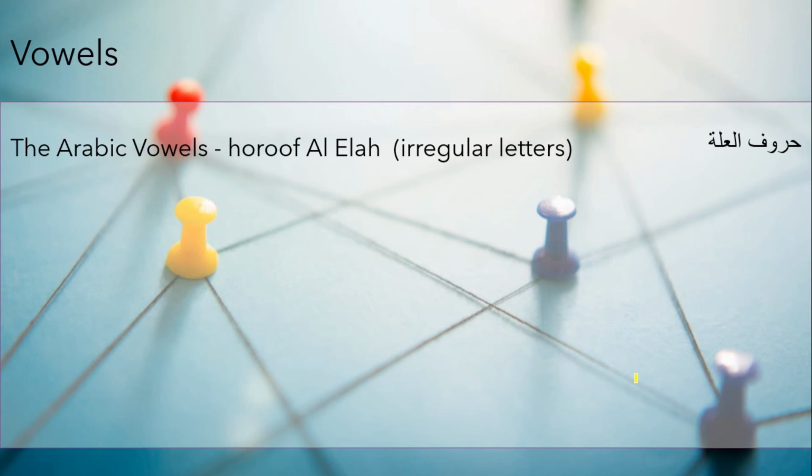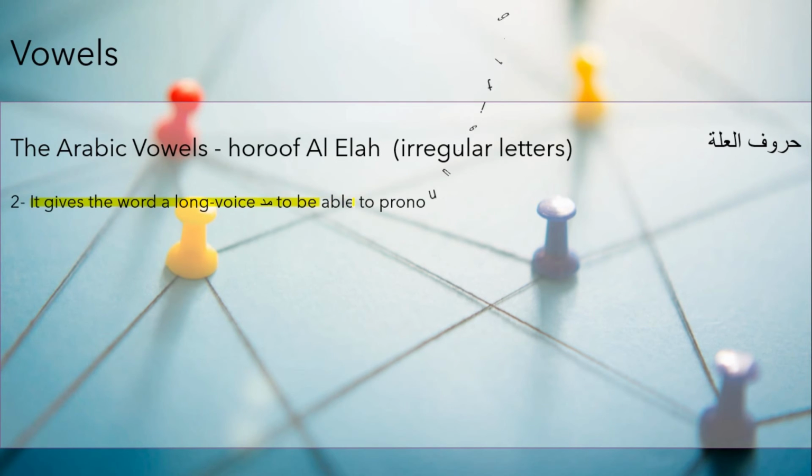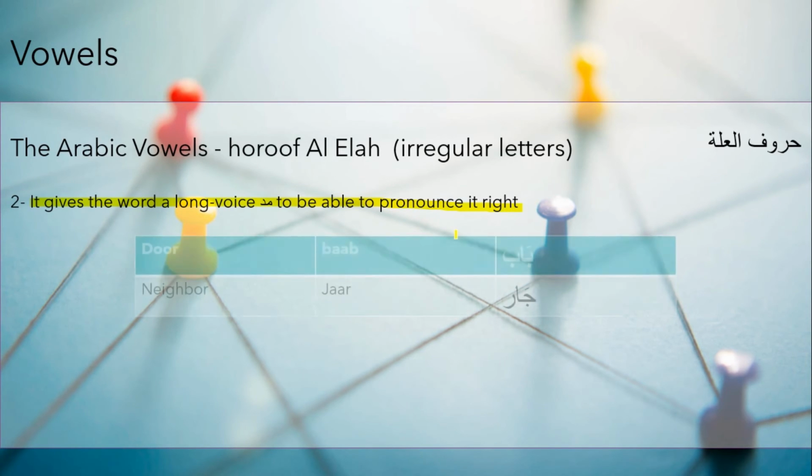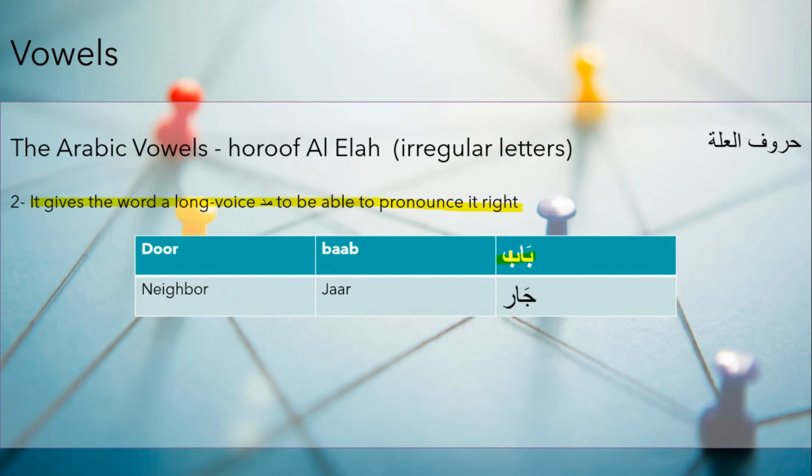The other fact that we would talk about today is the long voice, which is the mad. As you can see here, all of these points are really connected to each other. Like when we're trying to say the word bab, which is door, we are writing double A here. We can't say bab with one A. We cannot say that because ba has the fatha and alif expresses the fatha, so it should be bab.